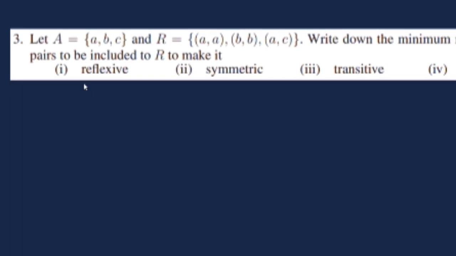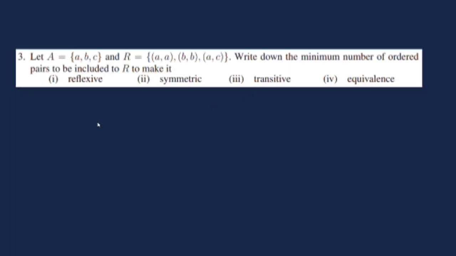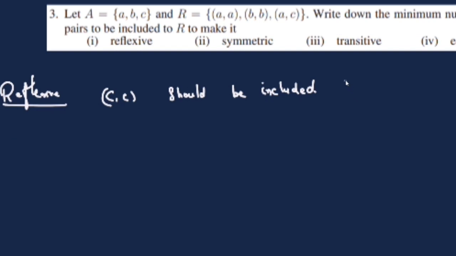Question number 3. A is {A, B, C}. Write down the minimum number of ordered pairs. So reflexive. What are the elements of the set A? A, B, C. What should you have? (A, A), (B, B), and you should have (C, C). (C, C) is not there. So you just write (C, C) should be included to make it reflexive.